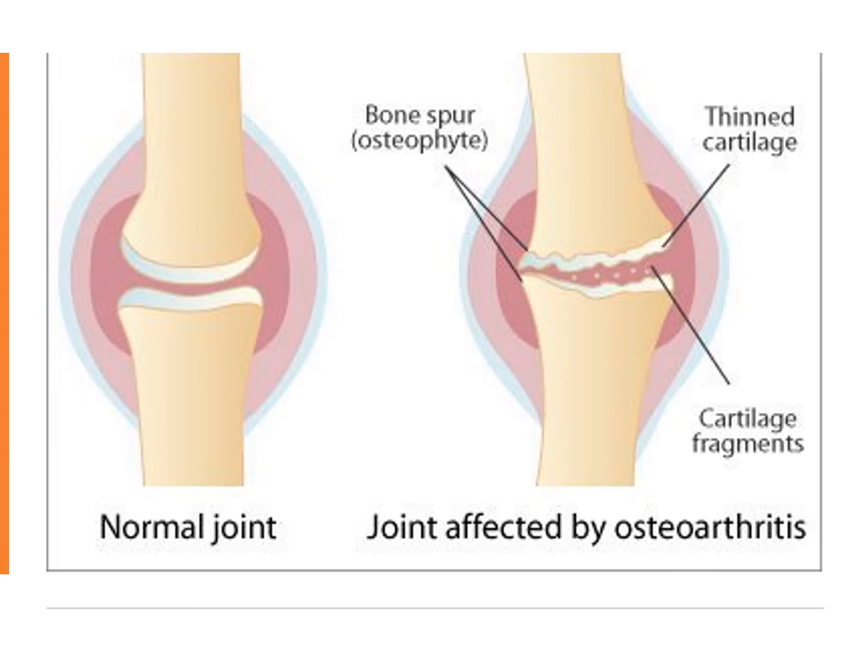So this figure 1 is a normal joint and this is osteoarthritis. The main changes we see in osteoarthritis even in X-rays is osteophyte formation, and in MRI we can see cartilage fragments and the thinning of the cartilage.